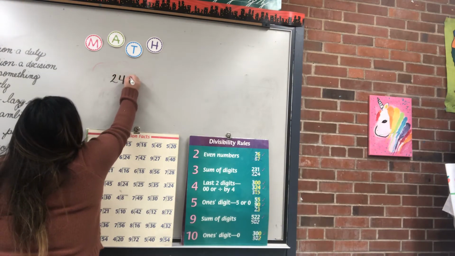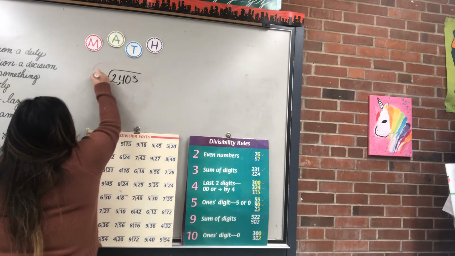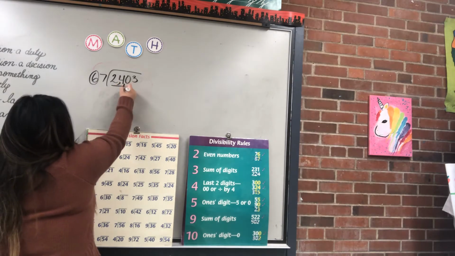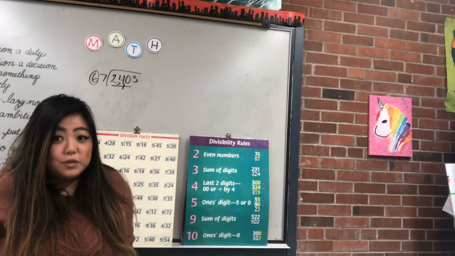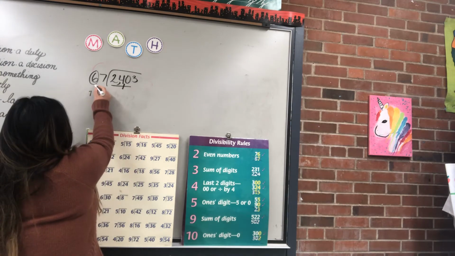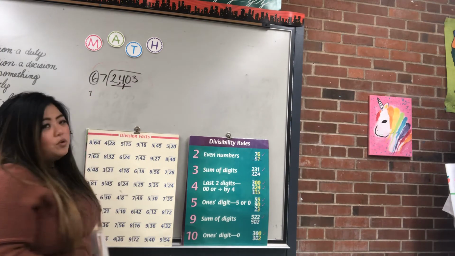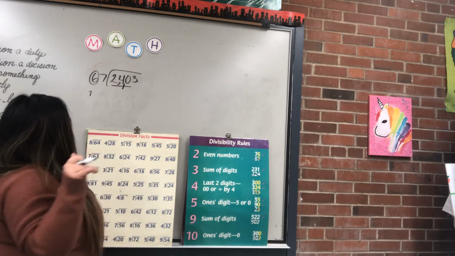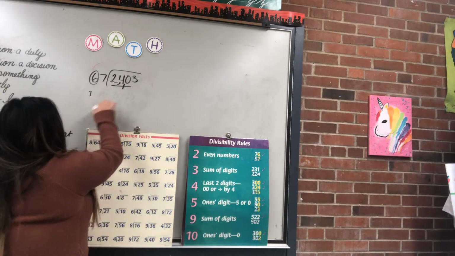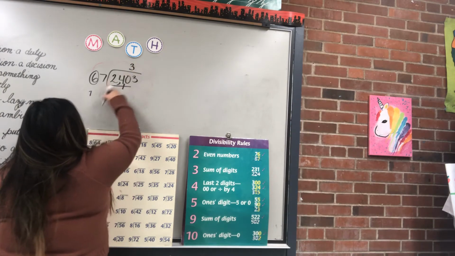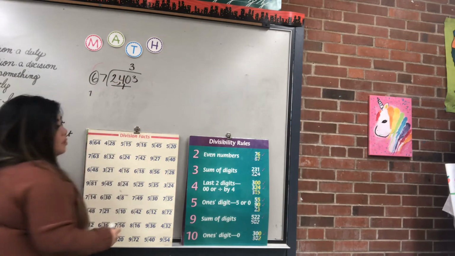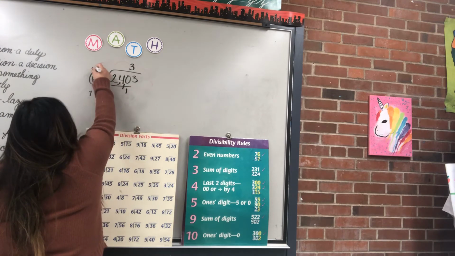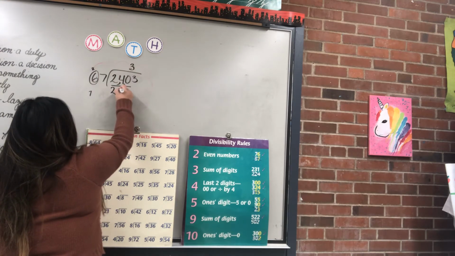2,403 divided by 67. 67 is between what, 2 tens? It's between 60 and 70, and it's closer to 70, so you're going to use a 7. 6 goes into 24, or 7 goes into 24. Normally it would be 4, but because we're using 7, it's only going to be 3. Because think about it, 6 times 4 would be exactly 24, but we have 67. So 7 times 3 is 21. Carry the 2. 6 times 3 is 18, plus 2 is 20.